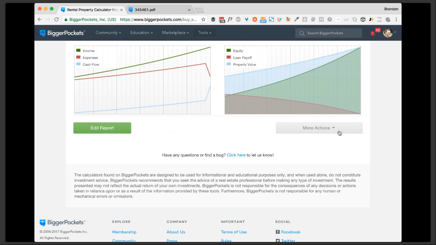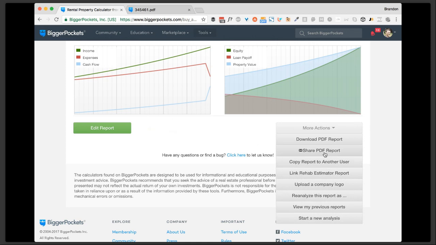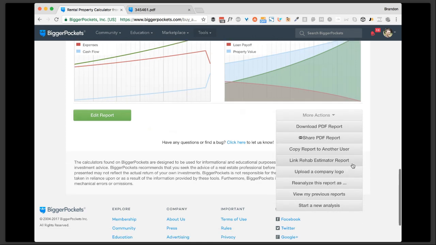When I go to my agent, I always bring those with me, or I'll send them. You can actually send the PDF reports to people. I can copy them to other BiggerPockets members. I can upload my company logo, or I can reanalyze.